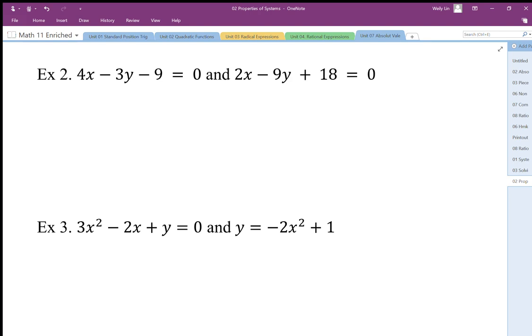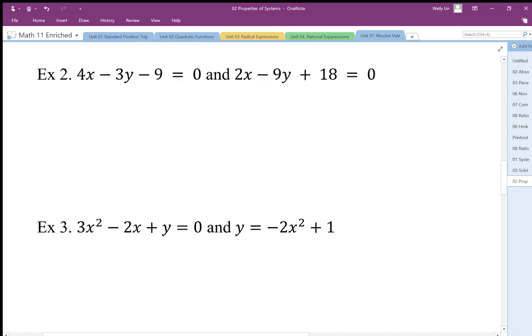Solve this one here by taking a look at the coefficients, and we can match the coefficients on x, or you can match the coefficients on y, whichever one seems easier. So in this case they both seem relatively easy because they're multiples of each other. So I'm going to eliminate the x variable.